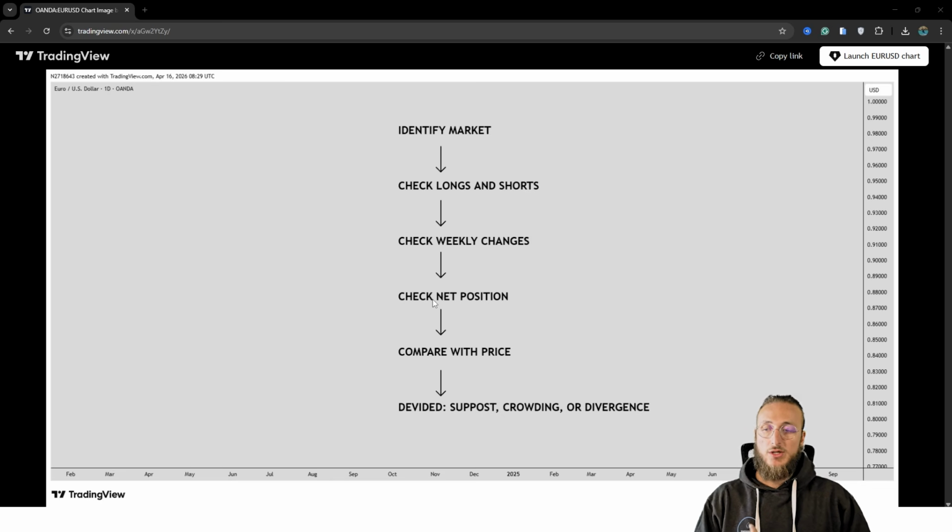Is positioning supporting the move? Is it becoming too crowded? Or is it starting to diverge from the price, which again are the three examples that I just showed you on the chart. And once you can answer that properly, the COT data stops being random information and starts becoming a very useful part of your market analysis. So that is the full breakdown of how I read and use the COT data.